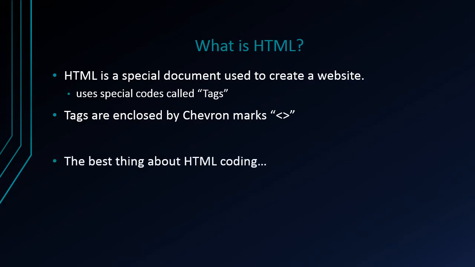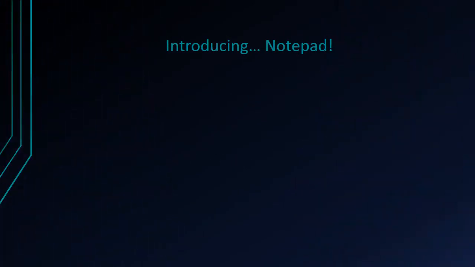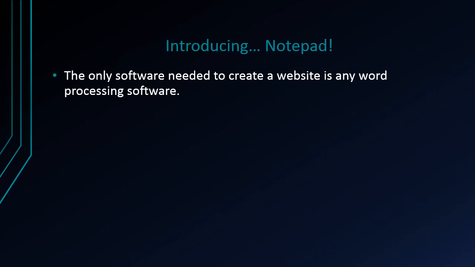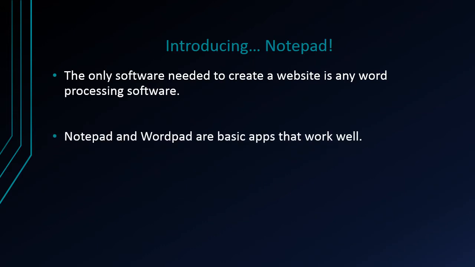Now, the best thing about HTML coding is that it requires absolutely no extra software. So, introducing, and cue the drum roll, Notepad. The only software you need to create a website is really just any word processing software. Notepad and WordPad are basic applications that work well for this tutorial. However, for all other tutorials, and this one especially, we'll be working with the Notepad application.